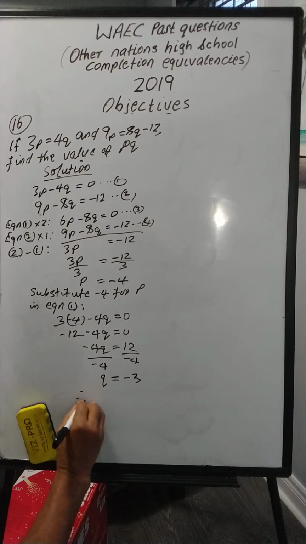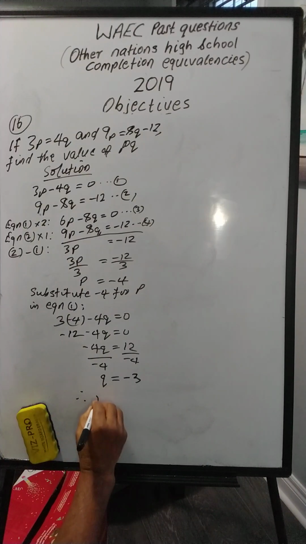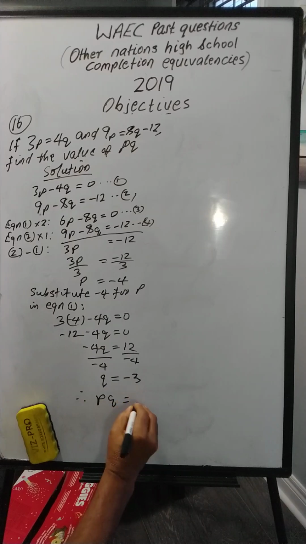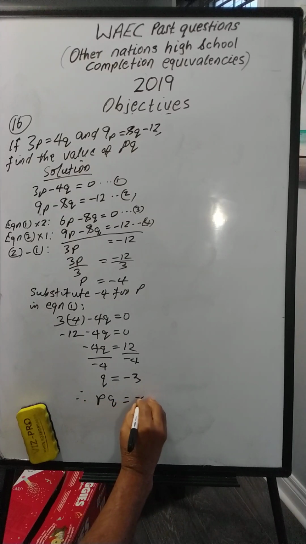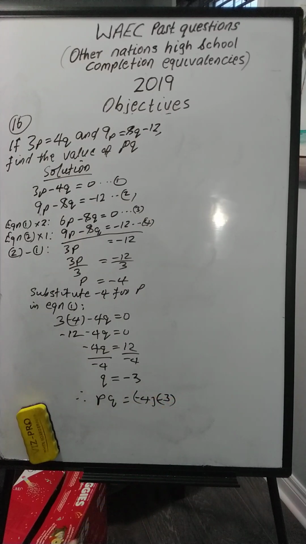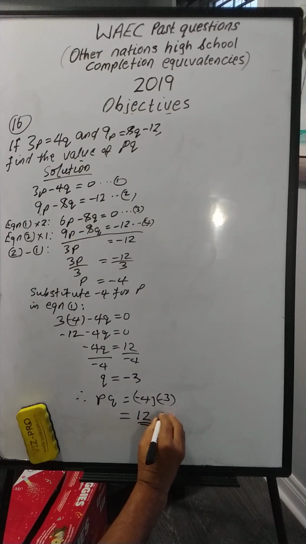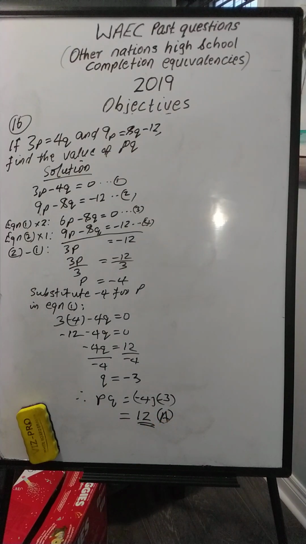Therefore, P times Q, PQ, is equal to minus 4 times minus 3. And that will give us 12. Option A is the correct one. That's for number 16. Number 17 of the objective.